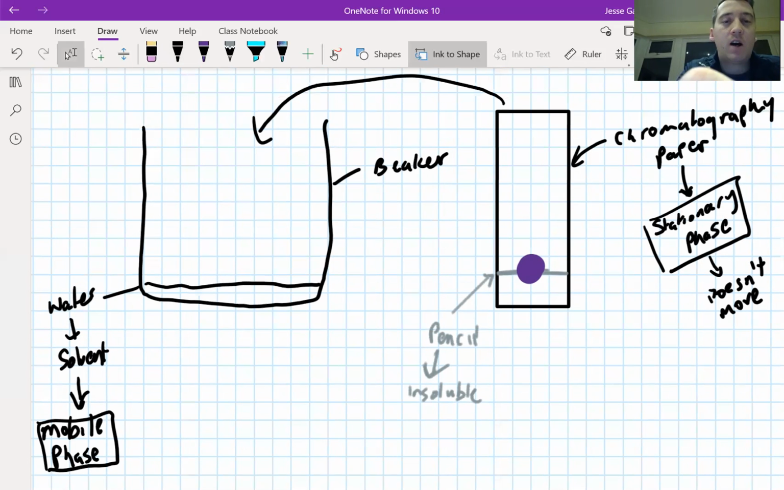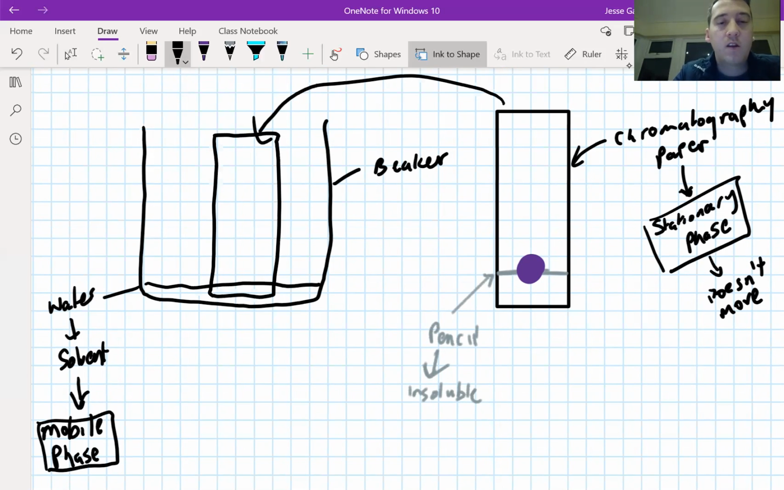So when we put our chromatography paper into the beaker, we make sure that the tip of the chromatography paper is below the level of the solvent. But you will note that the water is not as high as the line. It's below the line, below the ink spot. And this is really important so that it doesn't wash off the ink.